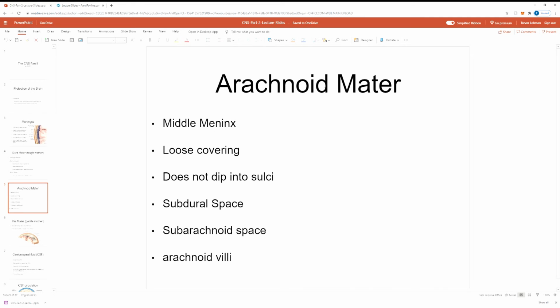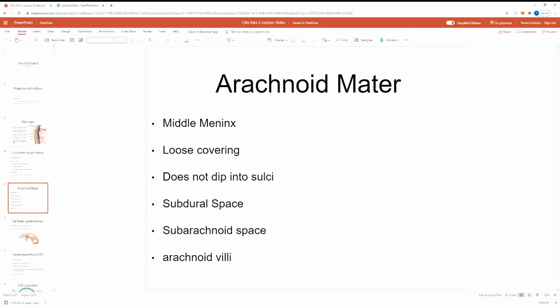Arachnoid mater, which means spider mother, that's a little scarier than tough mother. It's in the middle, deep to the dura mater. It's loose. It's not attached to the brain, and it's not attached to the dura mater. There's a fluid cavity above and below it. It does not dip into the sulci of the brain, and because it is loose and because there's a fluid cavity above and below it, it forms two spaces, fluid-filled spaces.